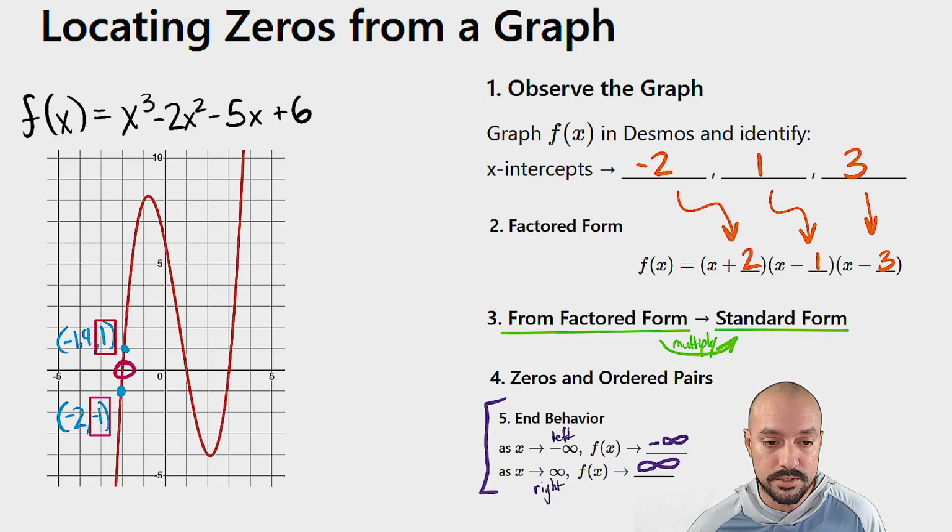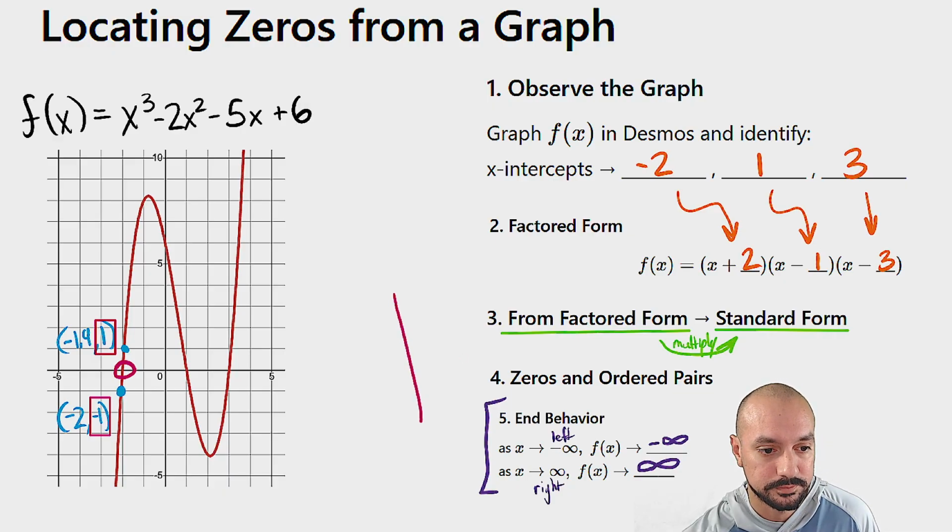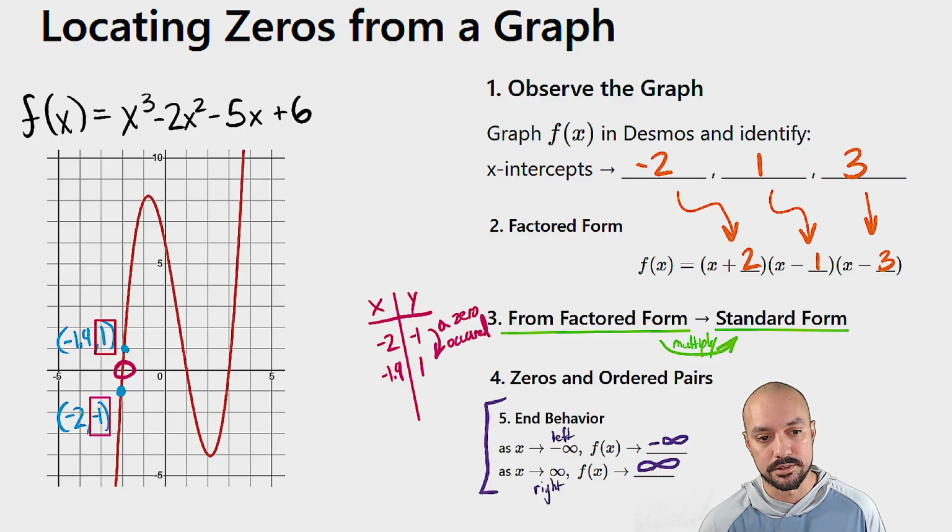So if you're working with something like a table of values, you can make these observations by looking at how the values in the table are changing. If I see something like this, there must have been a 0 there. And when I say 0, that's another way of saying x-intercept.